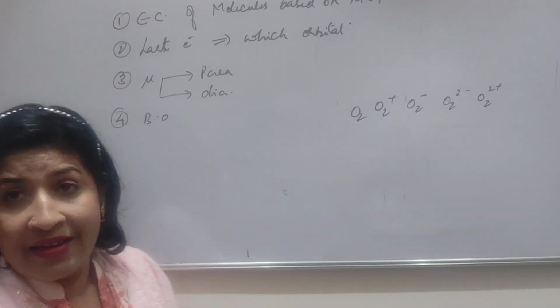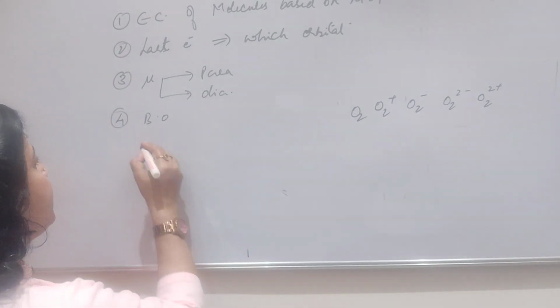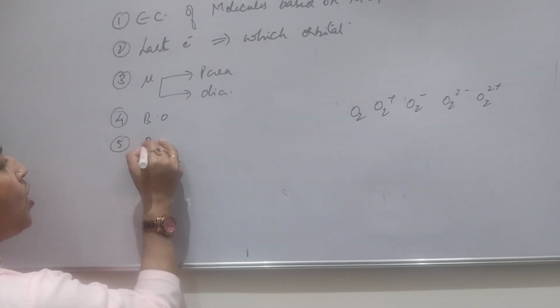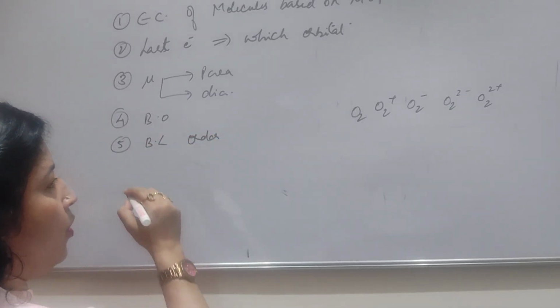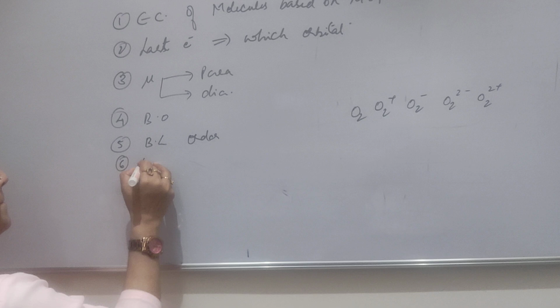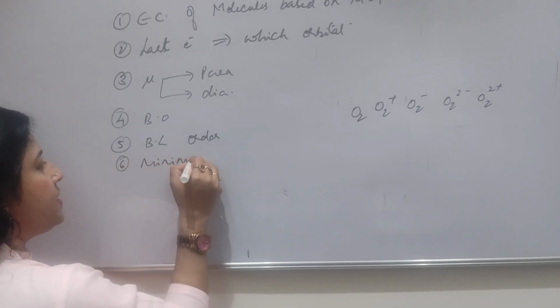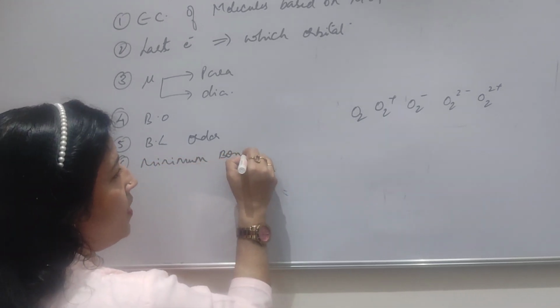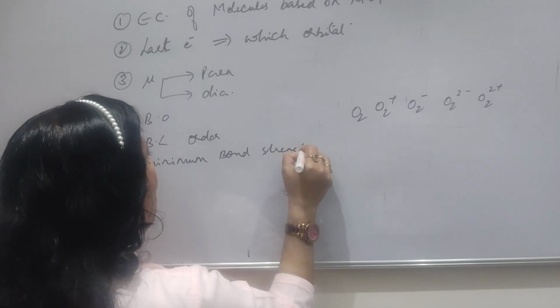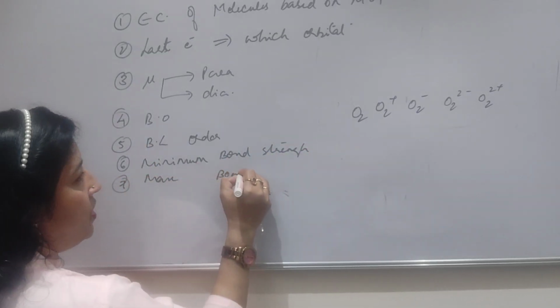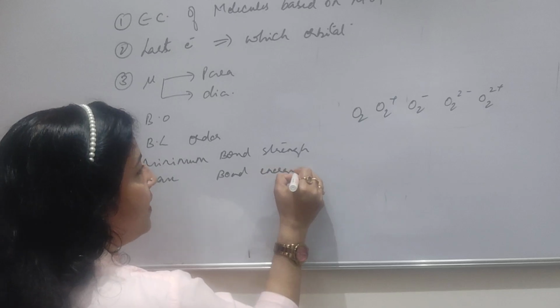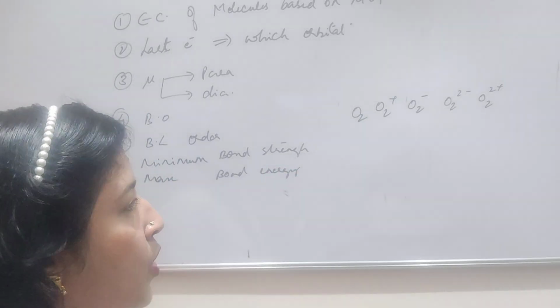So, increasing order of the bond order, or they may ask you the bond length order. They may ask you minimum bond strength, or they may ask you maximum bond energy amongst the given molecules.